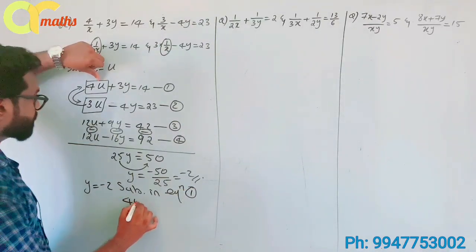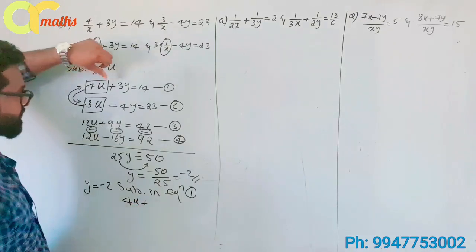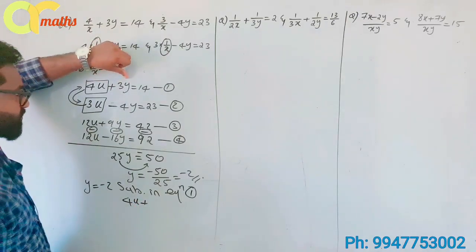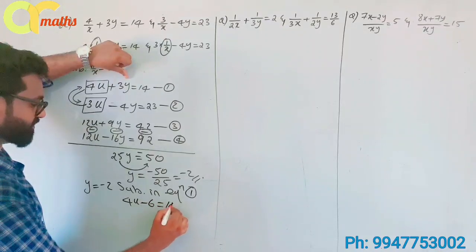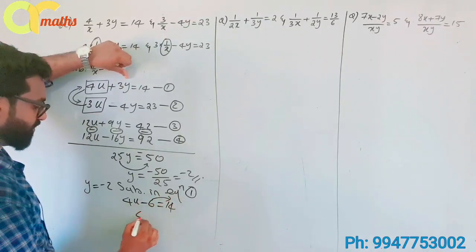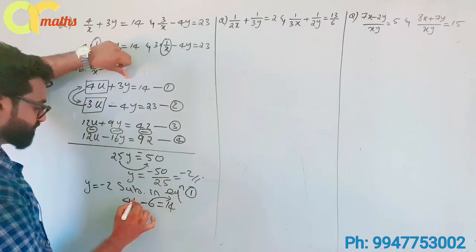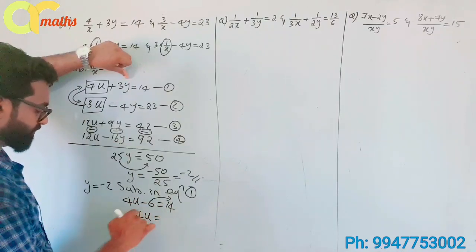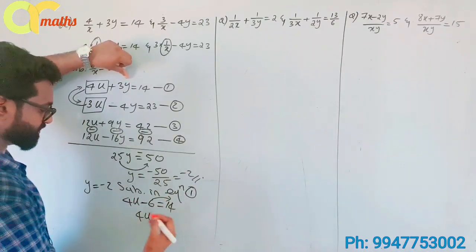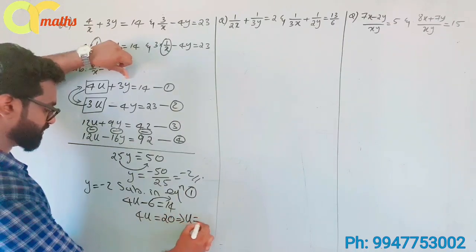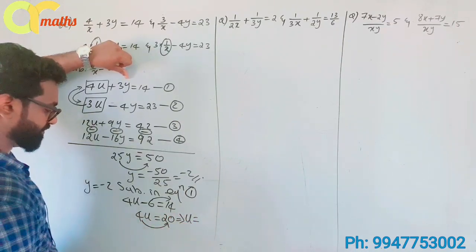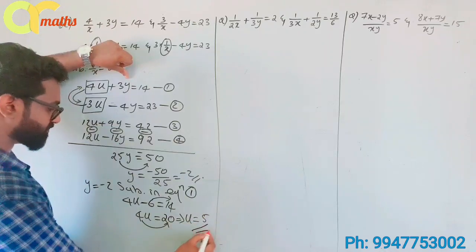4u plus 3 into minus 2, that is minus 6. Minus 6 equal to 14. Then 4u equal to 14 plus 6, that is 20. Then u equal to 20 divided by 4, that is 5.